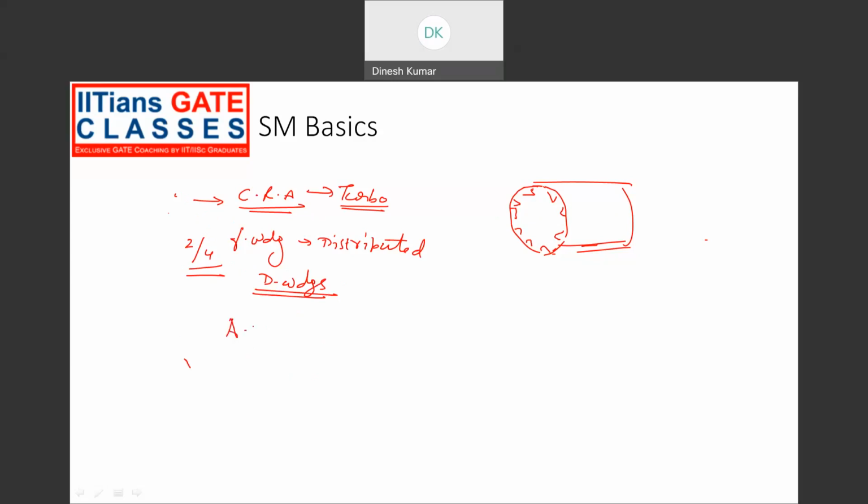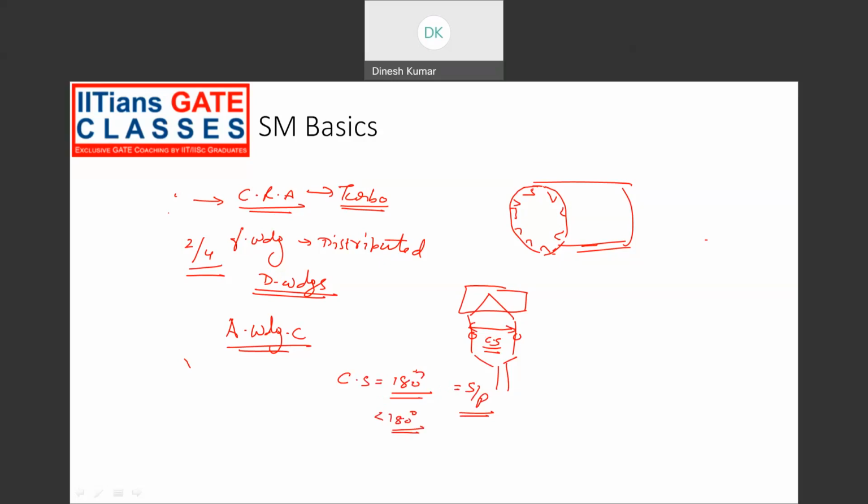Let's see the armature winding classification. So let's see some of the terms. This is a single turn coil. This is one side of the coil. This is the other side of the coil. This part is called overhang. This is one side of the coil, the other side of the coil. The distance between these two sides of the coil is called the coil span. If coil span is equal to 180 degrees, then it is called a full pitched coil. This can also be given by slots per pole. If coil span is less than 180 degrees, then it is a short pitch coil.